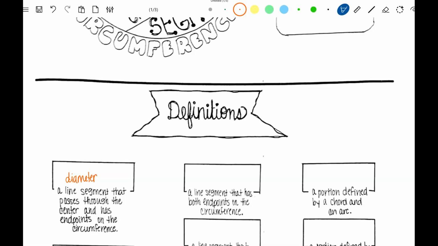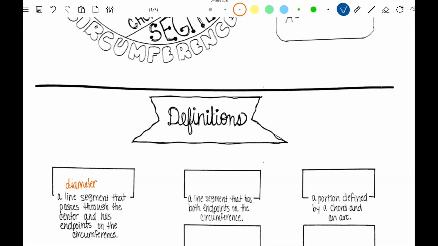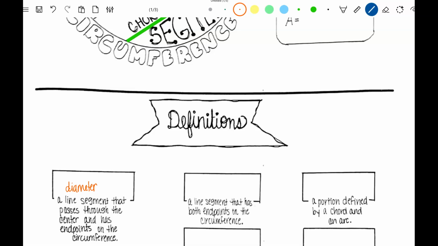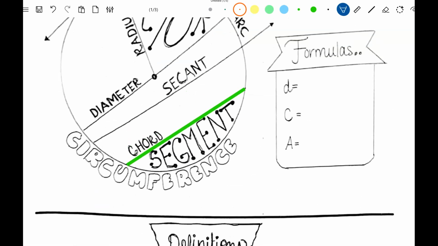Okay, this next one says a line segment that has both endpoints on the circumference, or on the circle. So it doesn't have the same designation that it goes through the center, but both endpoints are on the circle. If you look at the secant here, it has points on both sides of the circle. However, the endpoint isn't on the circle. So a line segment that has both endpoints on the circle is a chord. So a diameter is a chord, but not every chord is a diameter. A chord is a diameter only if it goes through the center.